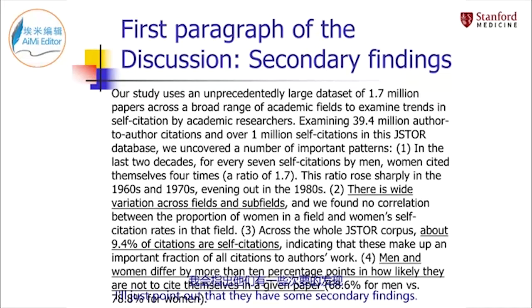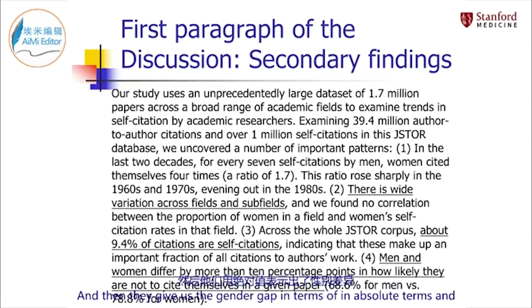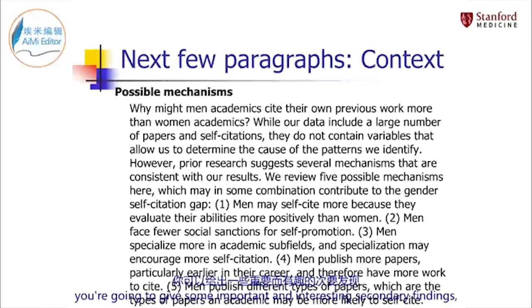I'll just point out that they had some secondary findings. They were weeding through a big database here, and they found some other interesting things. There was wide variation in self-citation in different fields. It turns out that almost 10% of all citations are self-citations, which I found interesting and surprising. That's, I thought, a big number. And then they give us the gender gap in absolute terms, and the statistic is given in a slightly different way. So these are some secondary findings. Remember that sometimes after the primary finding, you're going to give some important and interesting secondary findings.